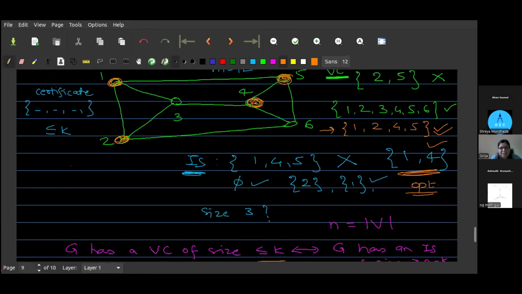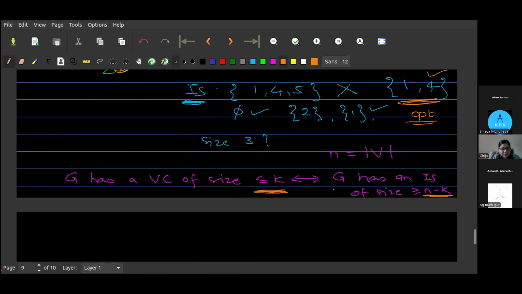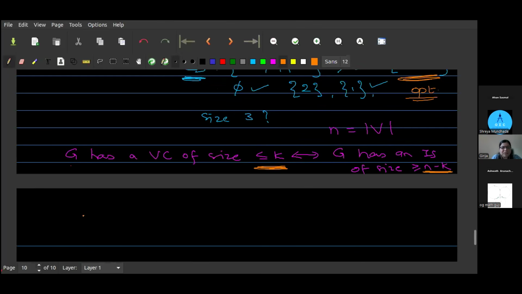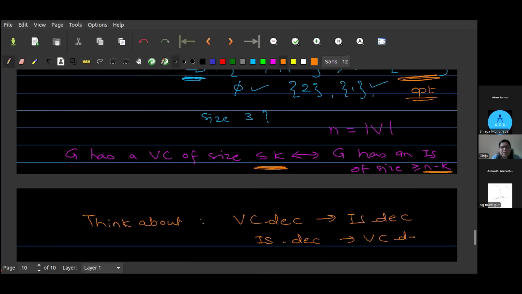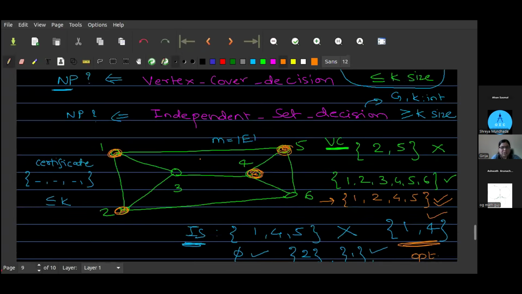Is this connection clear between the two? And this also gives us a reduction. Okay, think about this now. How will you reduce the decision problem of vertex cover to independent set and the other way around? Because of this connection, it's possible to do this in polynomial time. But this will need some discussion. You can think about this offline. I'll come to other questions now.